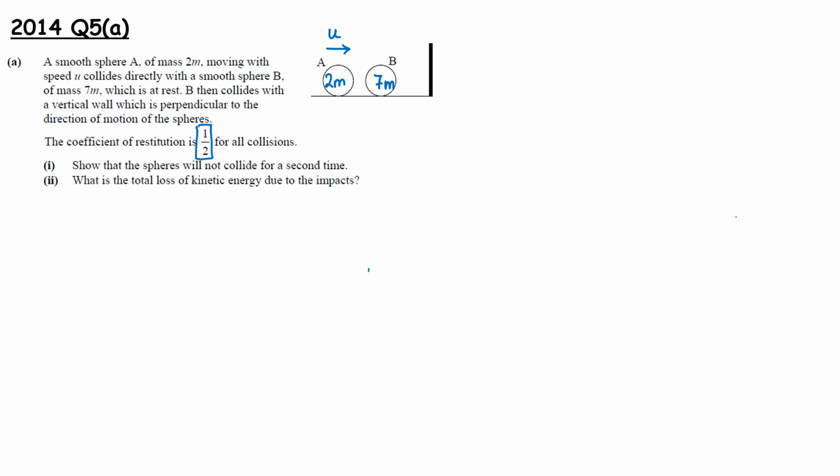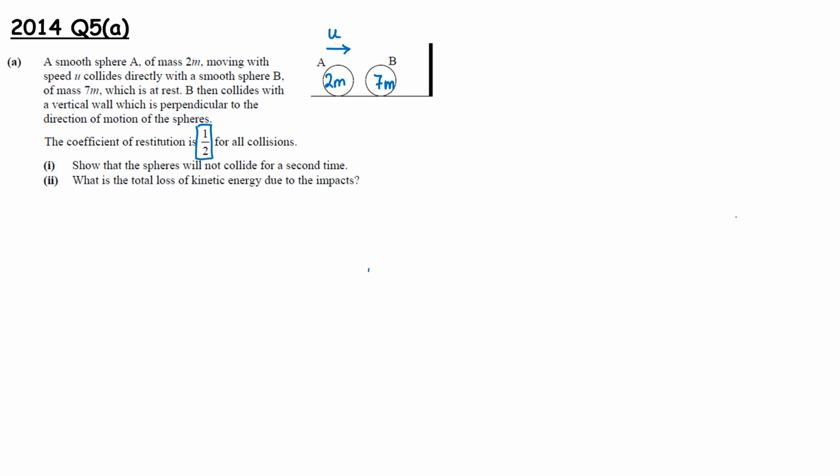Part i, show that the spheres will not collide for a second time, and what is the total loss of kinetic energy due to the impacts. So think about what's going to happen. A will hit B, and it will definitely send B heading towards the wall. We've been told that B collides with the wall, and when B hits the wall, it's going to come back. So if B is moving when it returns, the only way that they won't collide a second time is if A is moving in the opposite direction, i.e.